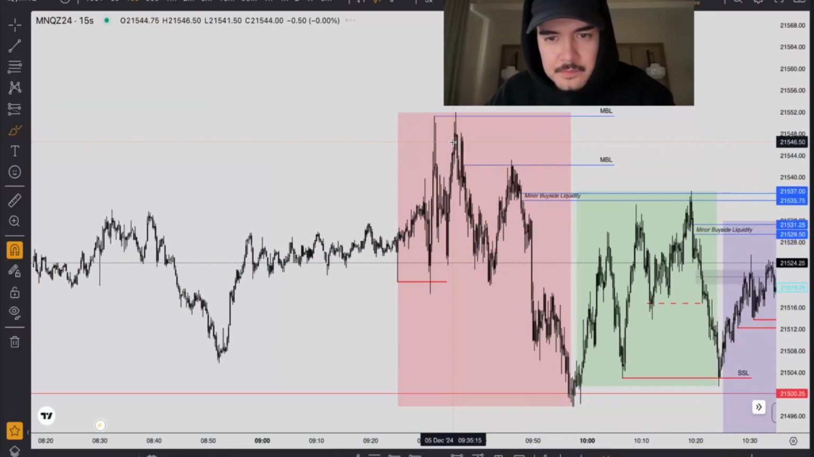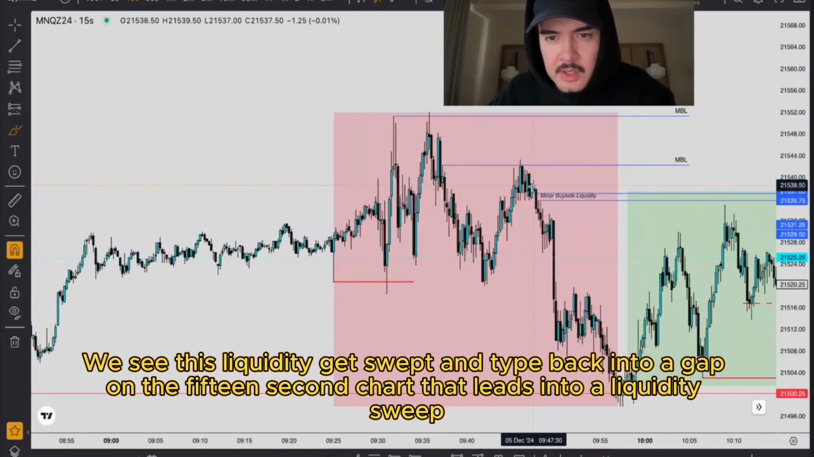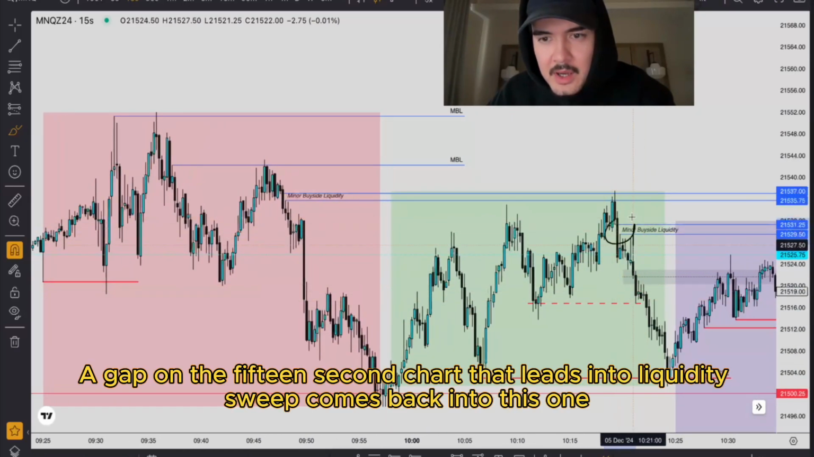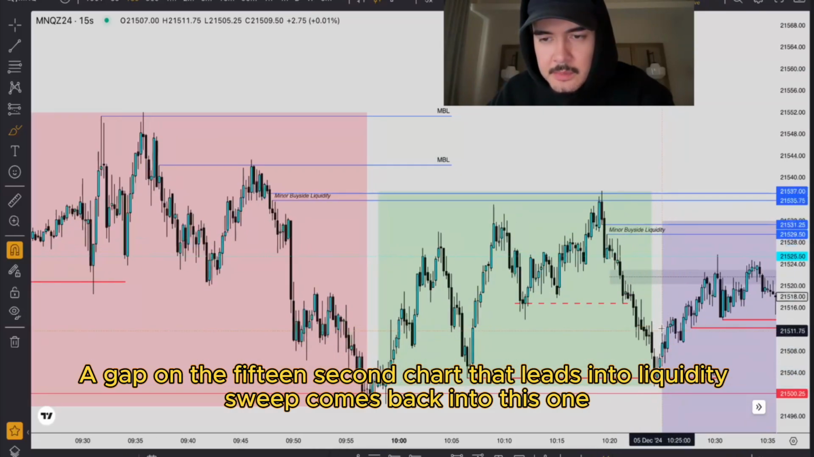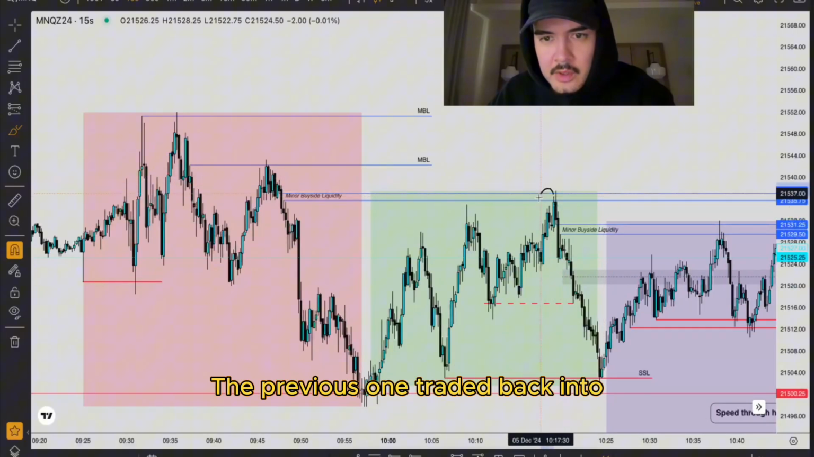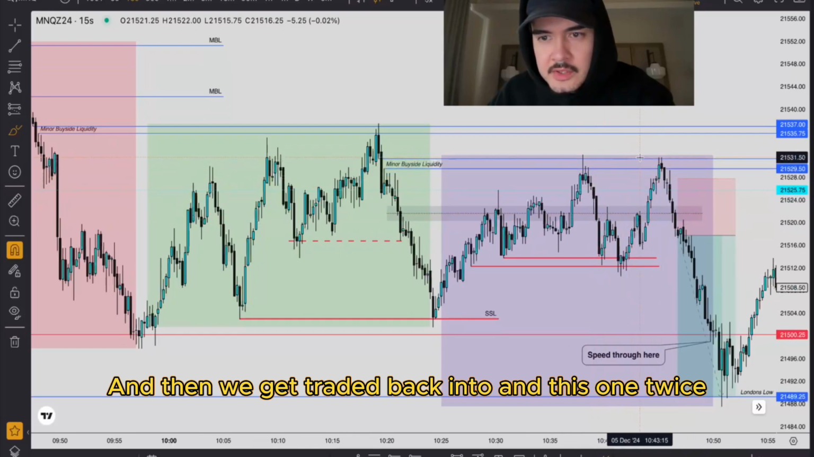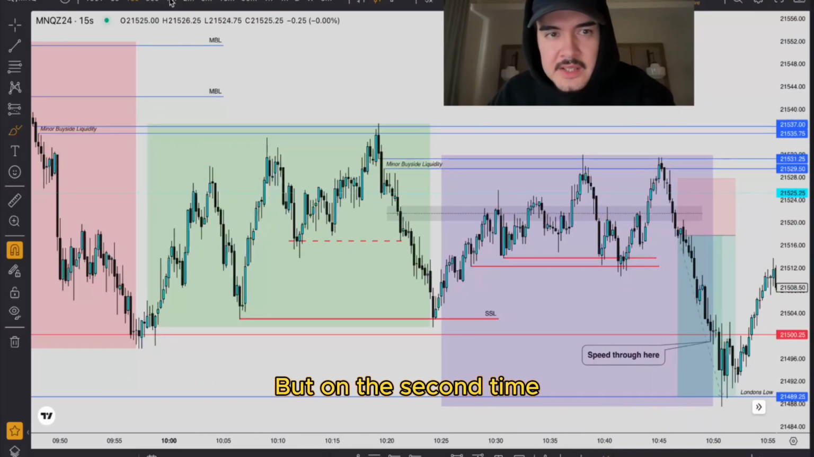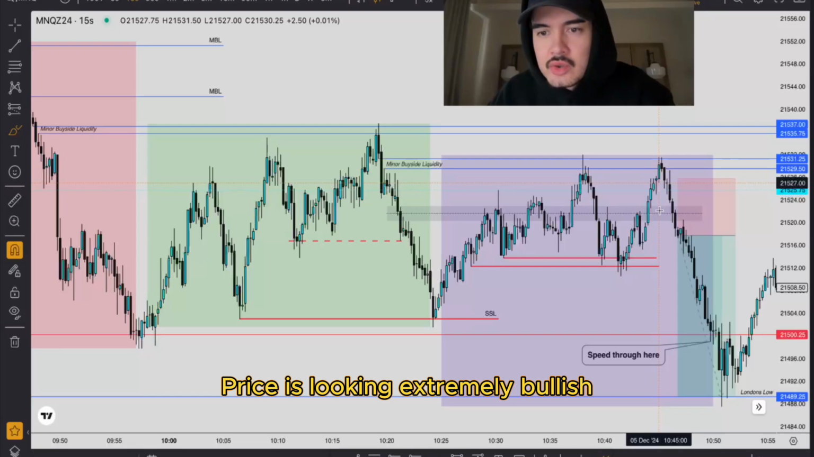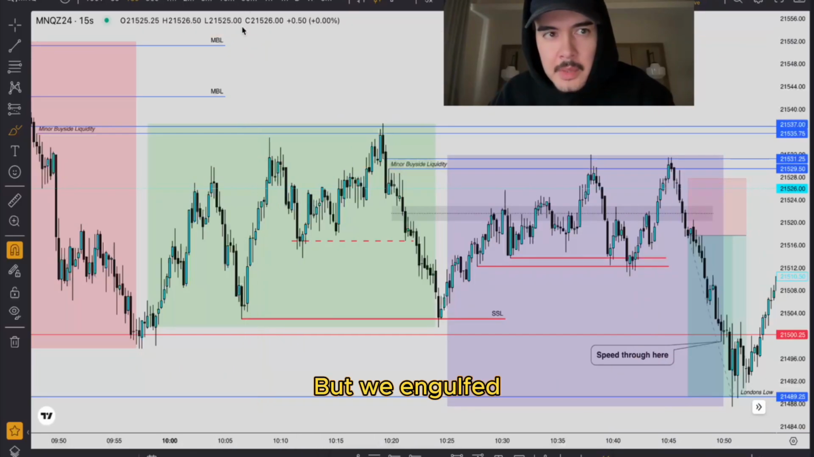As I said, we see this liquidity get swept, tagged back into a gap on the 15-second chart that leads into a liquidity sweep. Comes back into this one, the previous one, traded back into, and then we get traded back into on this one twice. But on the second time, price is looking extremely bullish, right? Because why would it come back up here again if we already tagged it? No need.